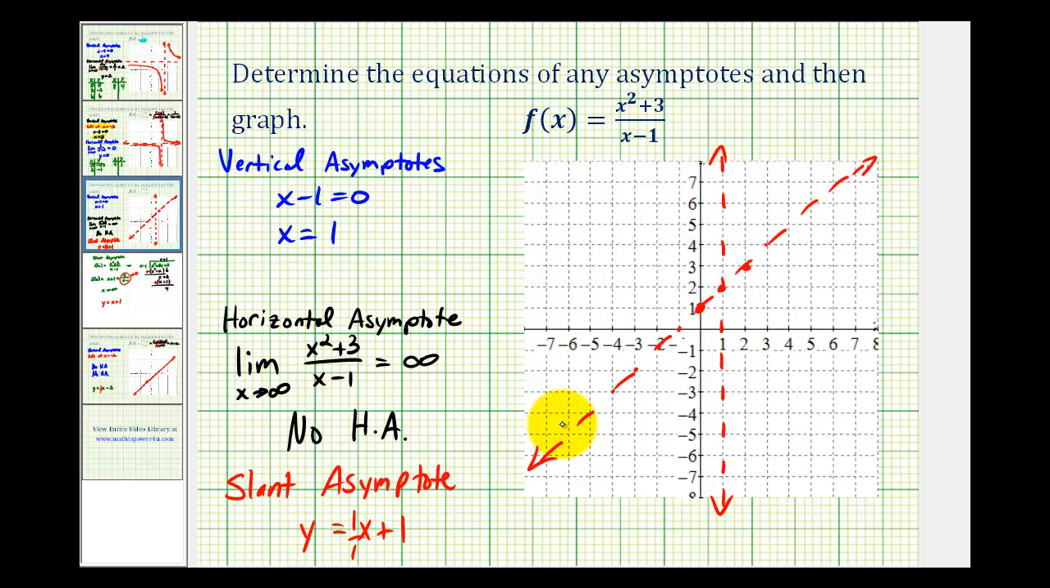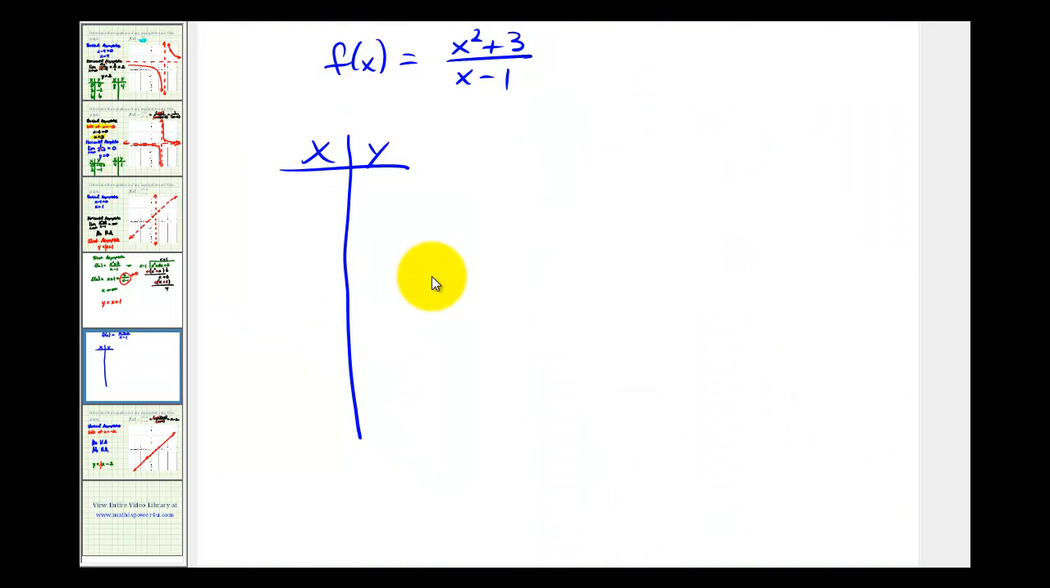And now we need to find some additional points on our graph by completing a t-table. So we do want to pick some convenient values for x. Let's try x equals 0. If x is 0, notice how our numerator would be 3, our denominator would be negative 1, so y would be negative 3. This would actually be our y-intercept. Now let's try x equals 2 as well. If x is 2, we'd have 2 squared plus 3, that's 7, all over 1, so that's 7.